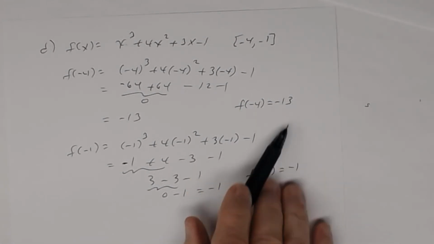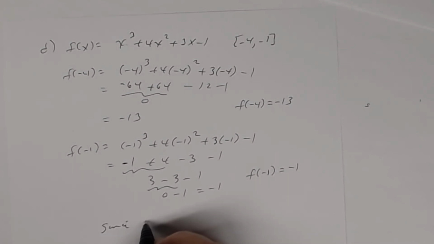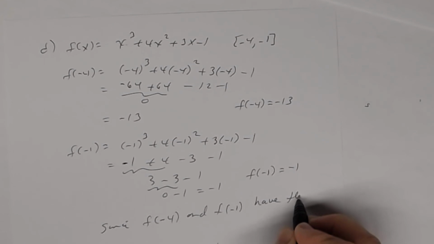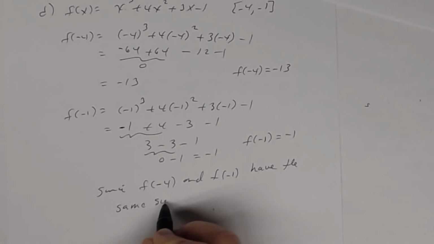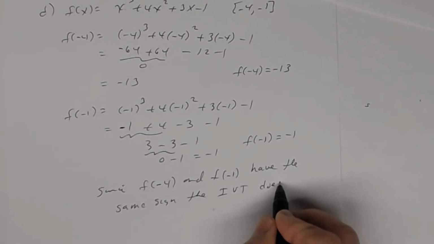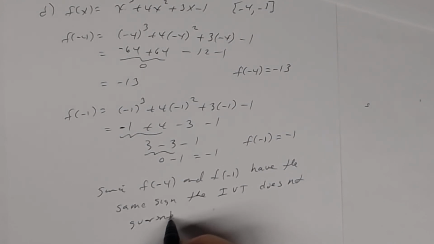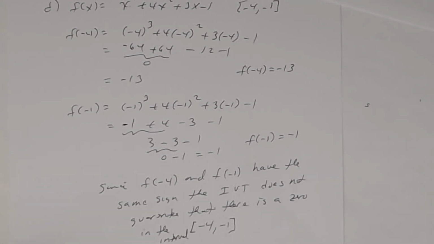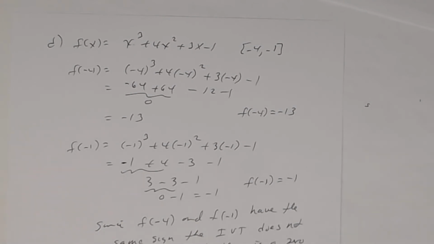So notice that both of those y values are negative. So since f of negative 4 and f of negative 1 have the same sign, the intermediate value theorem does not guarantee, I mean, there may be, right, but it doesn't guarantee that there is a 0 in the interval negative 4 to negative 1. Now it doesn't mean there isn't any, it just doesn't guarantee that there is one. Based on the interval you're using. There could be one, but it doesn't guarantee there is one.